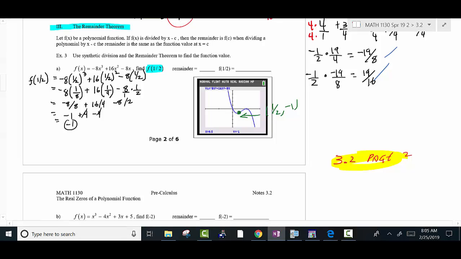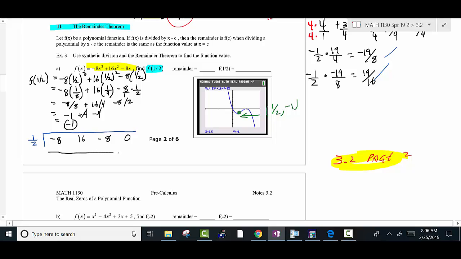The remainder theorem is a different way of doing this. You can do synthetic division and get the function value that way. So let's set up 1/2, and then do synthetic division like we were doing last time. Make sure you have a placeholder for everything. We have an x to the 3rd, an x to the 2nd, an x to the 1st, but we don't have a constant term. So in synthetic division you have the negative 8, the 16, the negative 8, but you do have to have a 0 there because there's no constant term. Make sure that if something's missing, you have a placeholder.